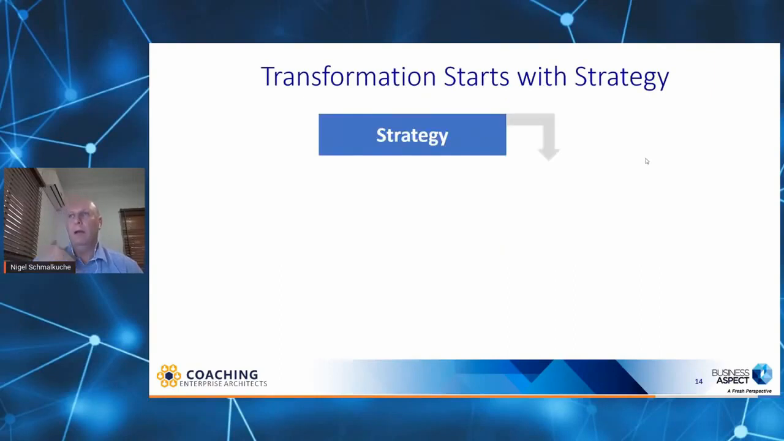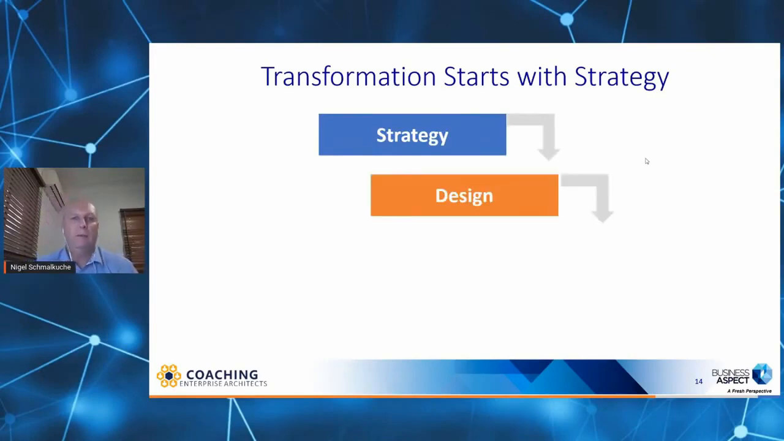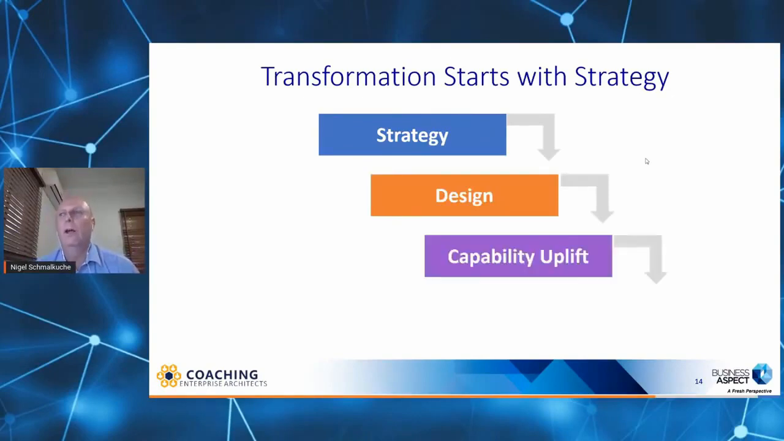And this is a common diagram that I showed: transformation starts with strategy, but it's not the end of the story. You then need to have that architecture, the data architecture, the design that's required. Then you need that capability uplift. So I talk a lot about people, process, information, and technology.